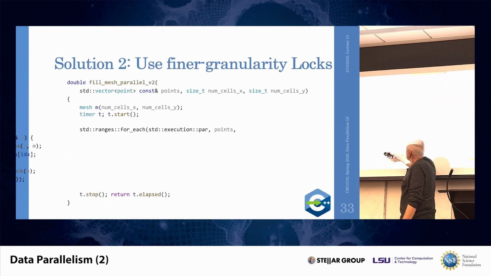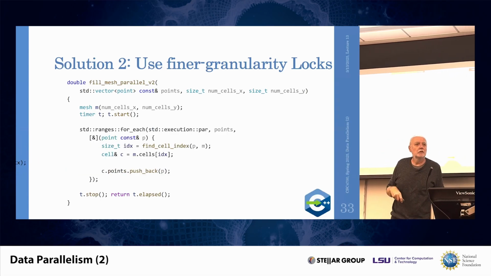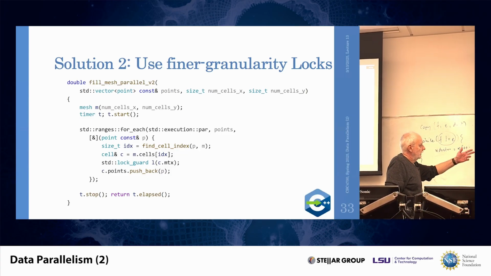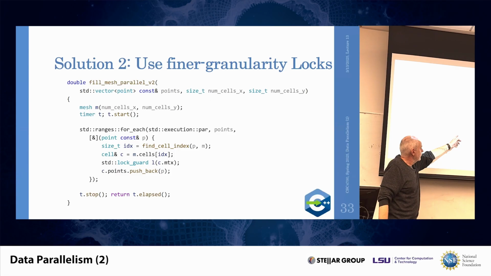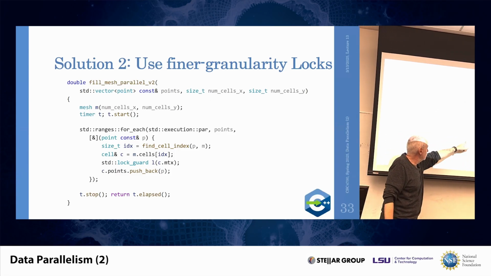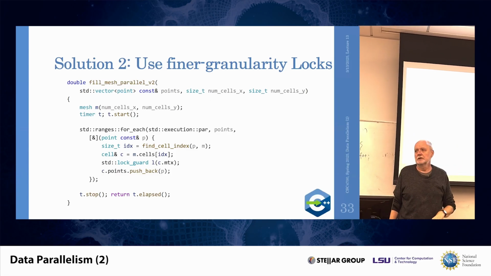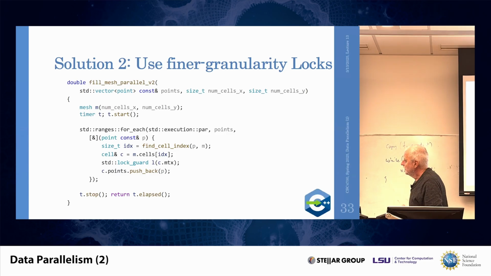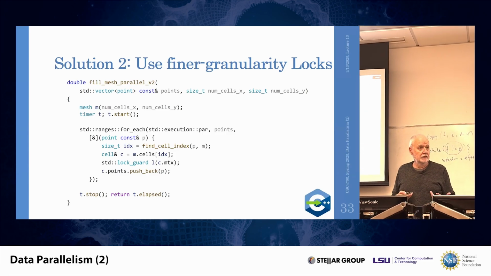Same thing as before, except that now we are locking the mutex that is in the current cell. So we find the index as before. We just take a reference to the cell we need because we don't want to look that up more than once. Then we lock the mutex that is from that cell, and then we add the point to the list of points in that cell. Good enough? What do you think?